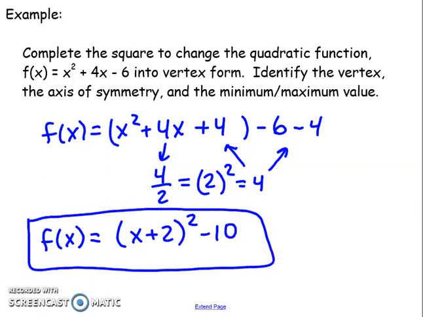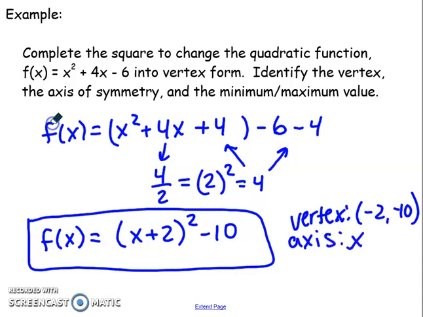And it wants us to find the vertex, which is -2, -10. The axis of symmetry, which is x equals -2. And then because the a value is positive, that means that it opens up, and we have a minimum at -10.